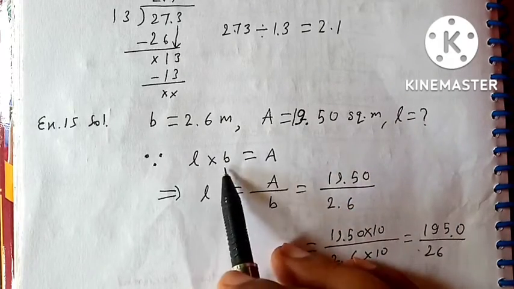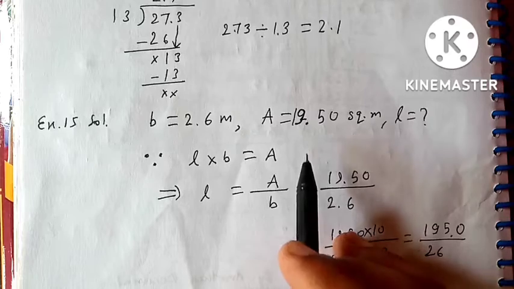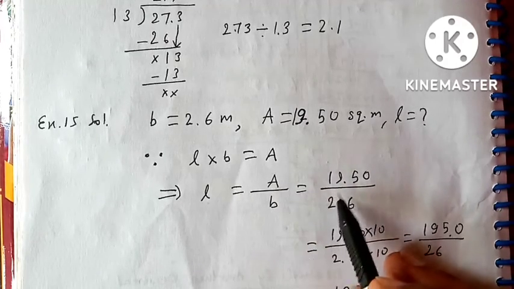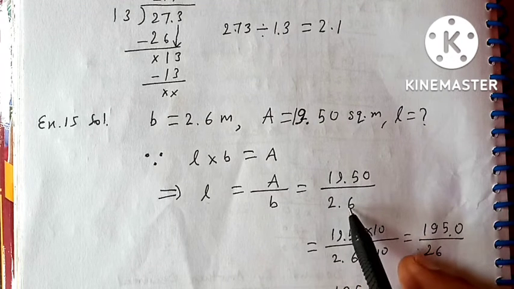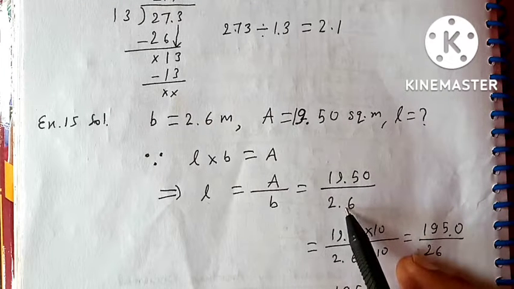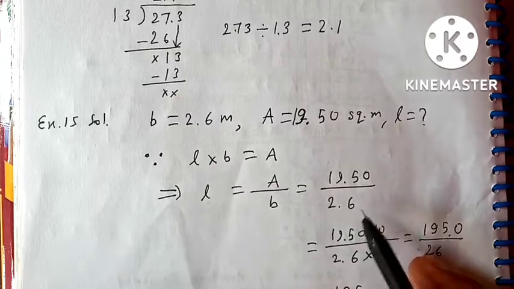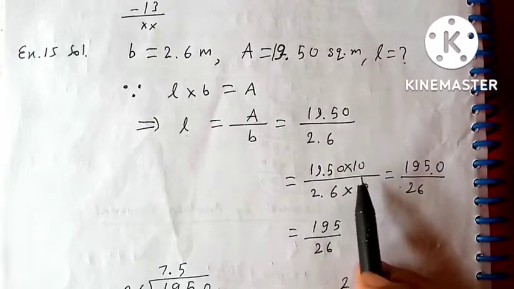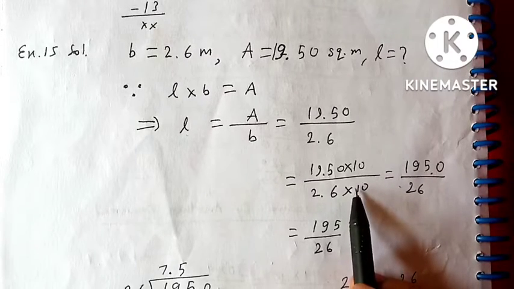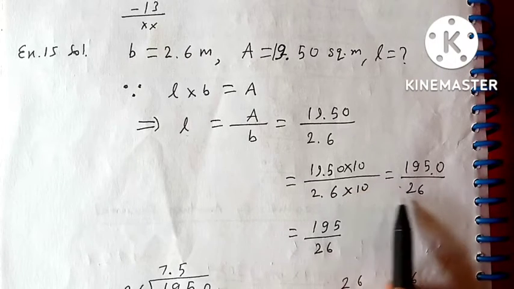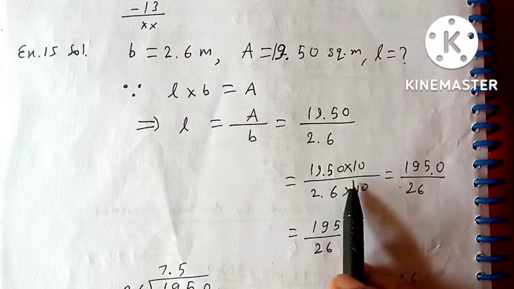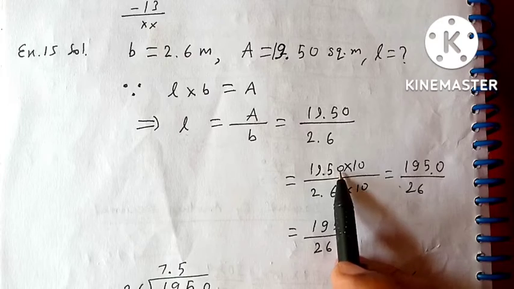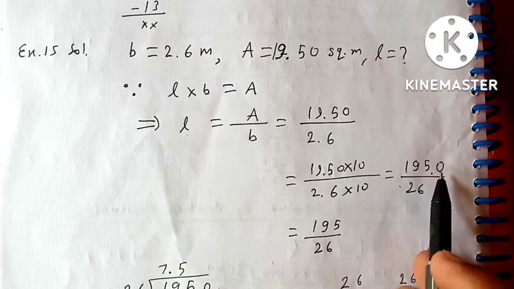We know that length into breadth is equal to area of the rectangle. Then from here we have length is equal to area upon breadth. Area is 19.50. We have to divide it by 2.6. We see that here denominator has one decimal place, so multiply both numerator and denominator by 10. So we have denominator 26, and decimal will shift one place right, so we have 195.0.